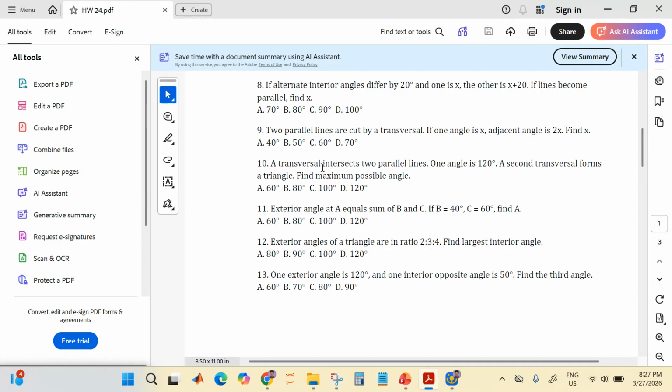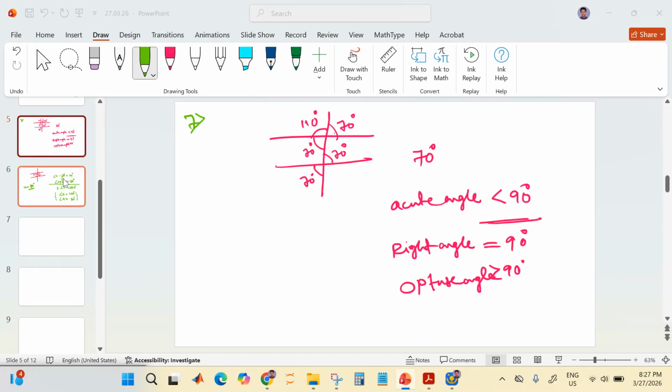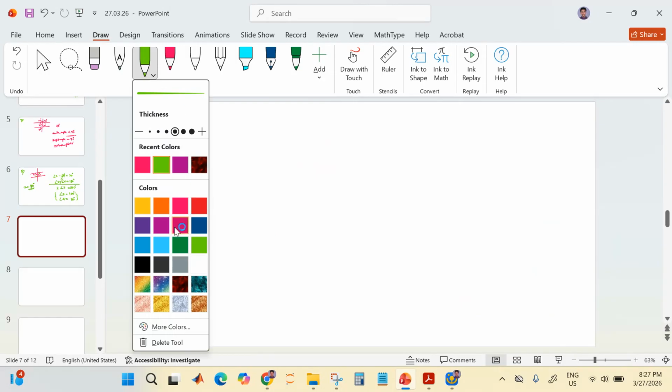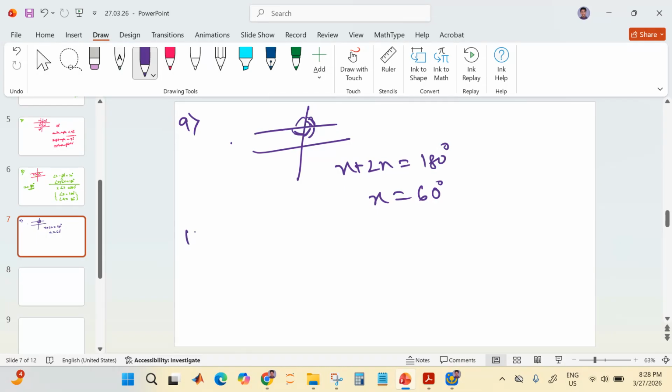So what do adjacent angles mean? This was question number 8, now question number 9. Adjacent means these are the adjacents, these are the adjacents. So x plus 2x is 180 degrees because they are a linear pair. x equals 60 degrees. That's all. Very easy numerical.